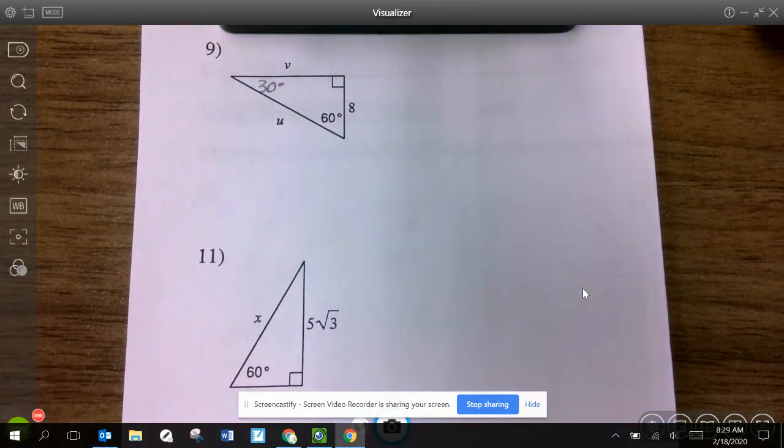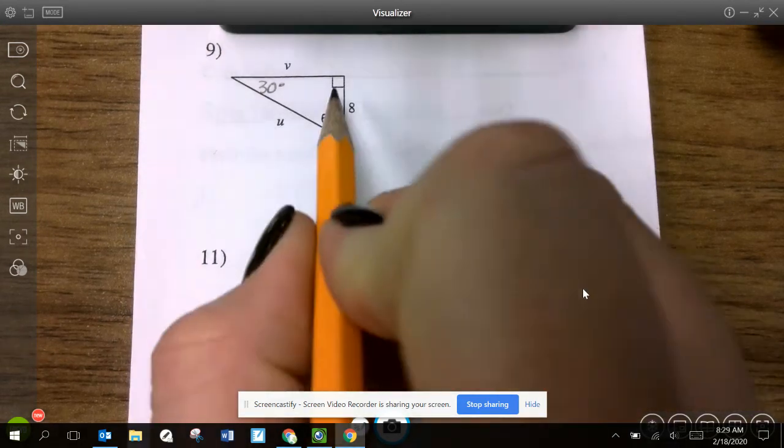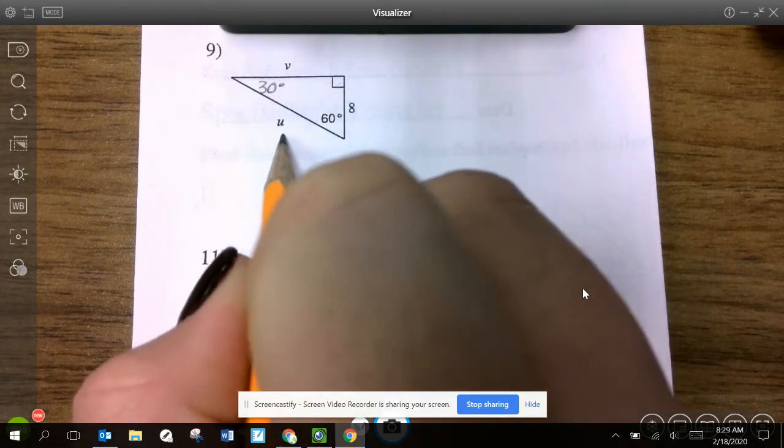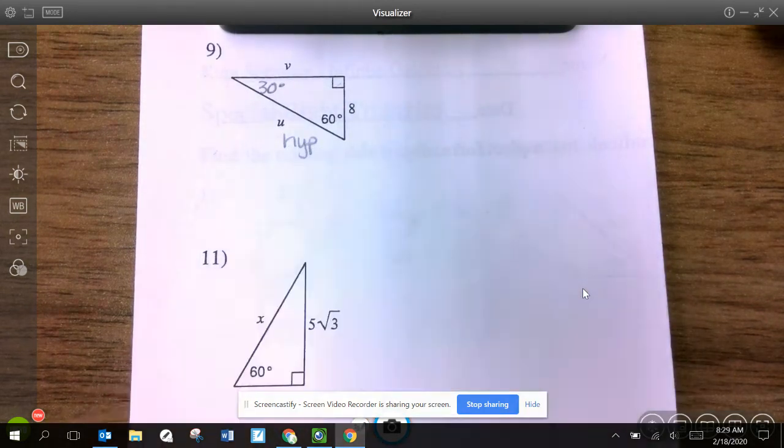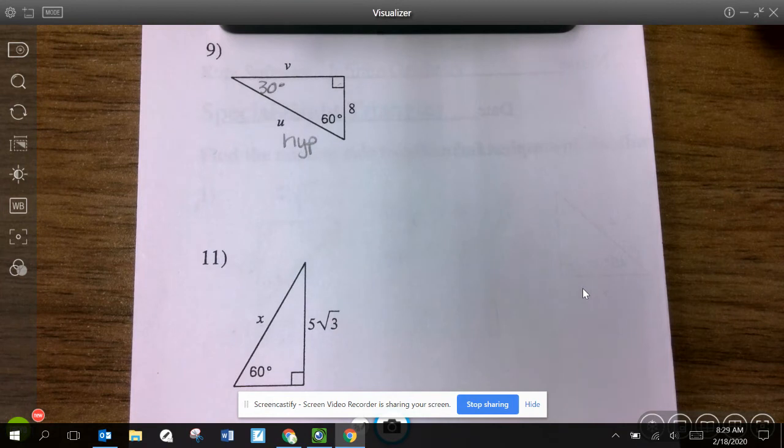It's important to label that because it will tell you who your short side, your long side, and your hypotenuse will be. And that's the first thing I'm always going to do is label those sides. My hypotenuse is always across from my right angle, so I'm going to label it hypotenuse. You could highlight it if you wanted to.